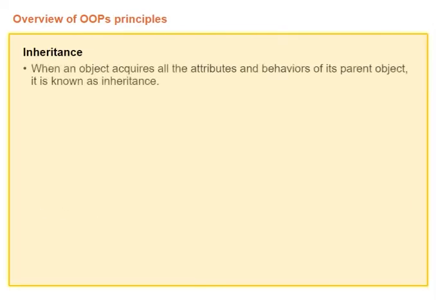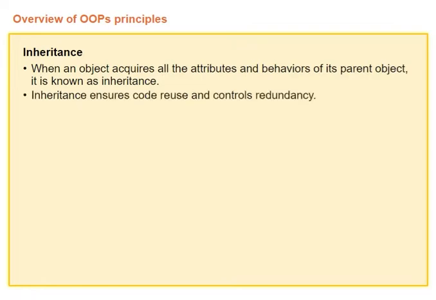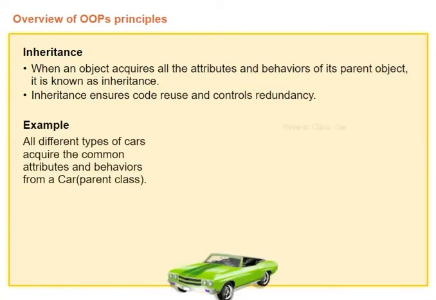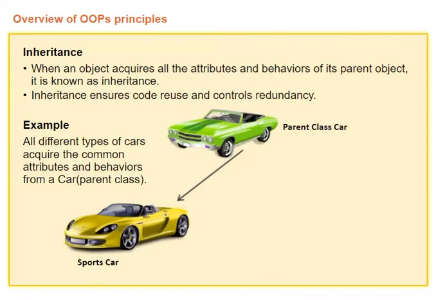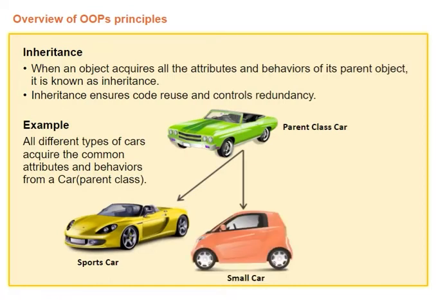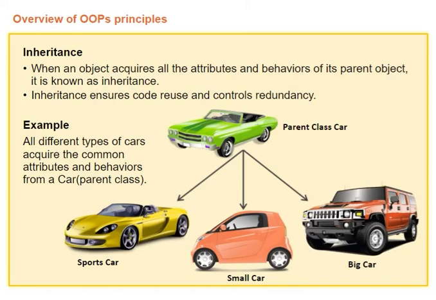Inheritance. When an object acquires all the attributes and behaviors of its parent object, it is known as inheritance. Inheritance ensures code reuse and controls redundancy. One of the real-life examples is all different types of cars acquire the common attributes like number of wheels, steering, and common behavior like drive and brake from class car, which is the parent class here. A detailed explanation of inheritance will be provided in the upcoming section.